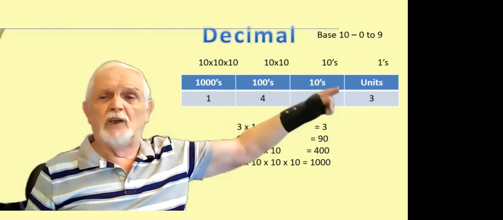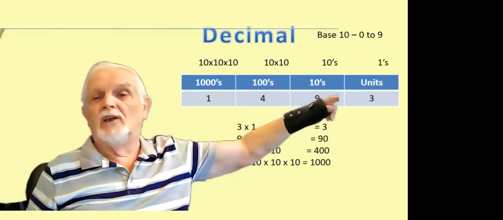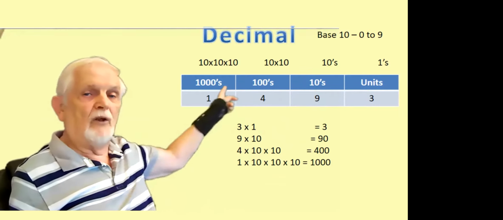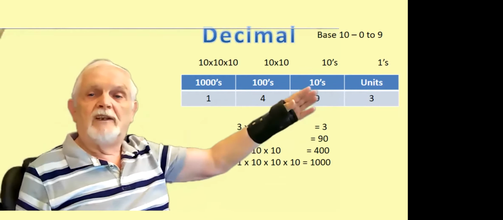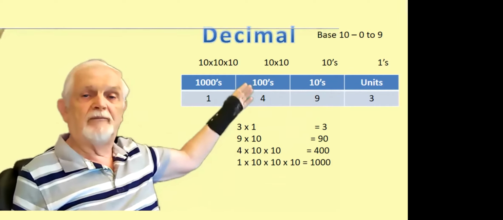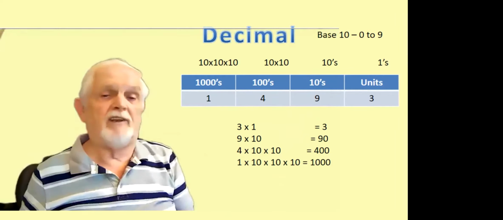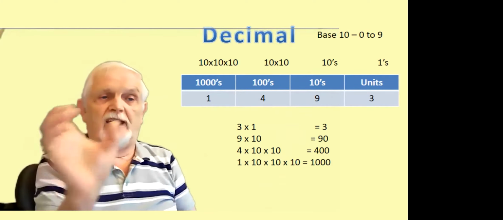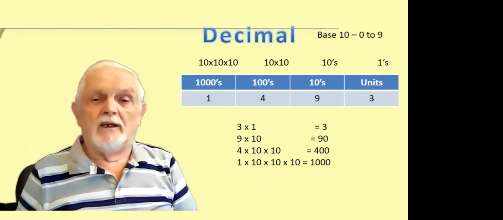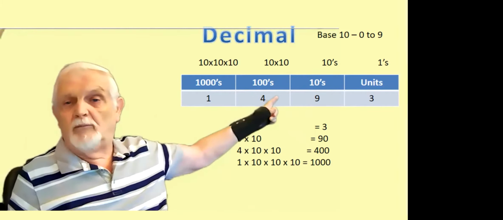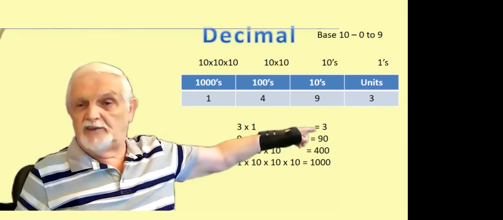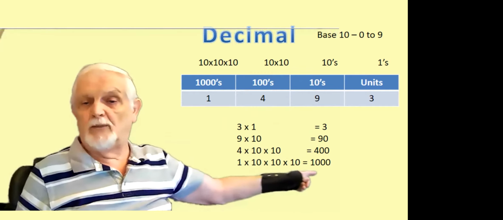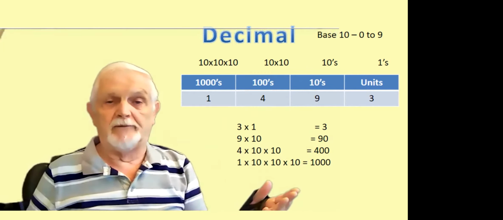What it really means is we've got 3 lots of 1s. We've got 9 lots of 10. We've got 4 lots of 100 and 1 lot of 1,000. That every column is 10 times the previous column. We're so used to it, we don't think of it that way. We keep jumping in columns of 10. And we could work out that figure by saying 3 lots of 1 is 3, 10 lots of 9 is 90, and so on, and you add them all together, and you're back to 1493.